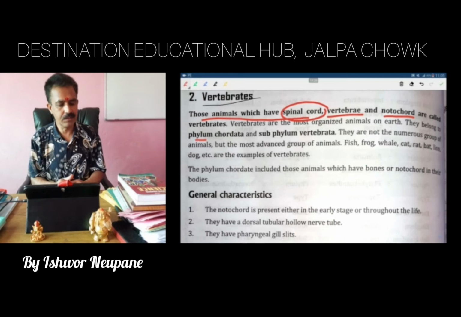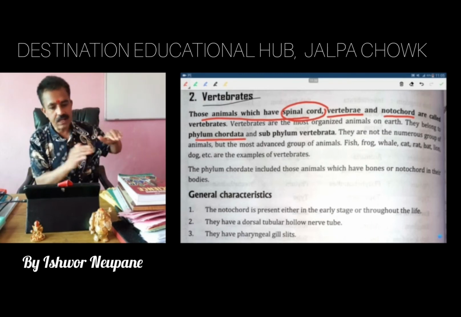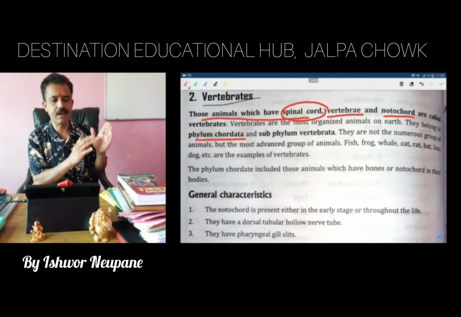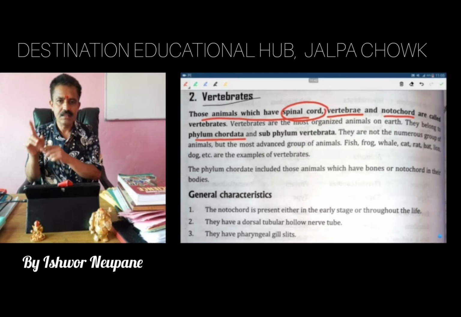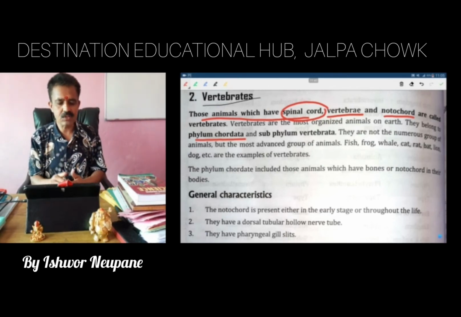They belong to phylum Chordata. It means in vertebrates there are 8 phyla. Plural of phylum is phyla. And in vertebrates there is one phylum, that is Chordata. And Chordata has some subphyla we will be discussing.